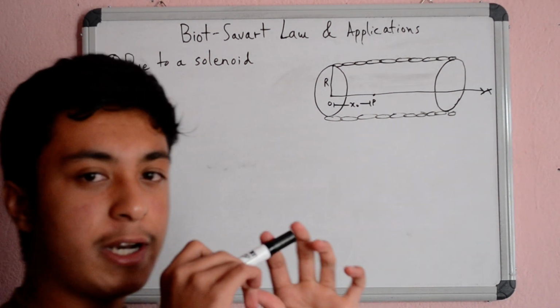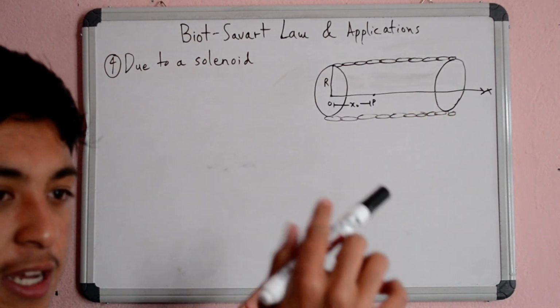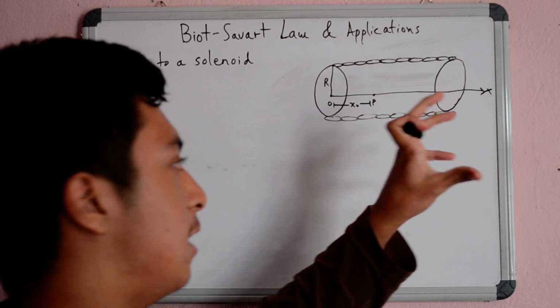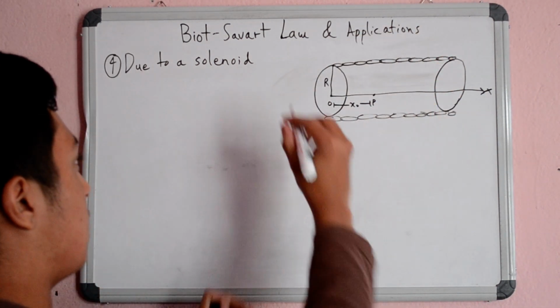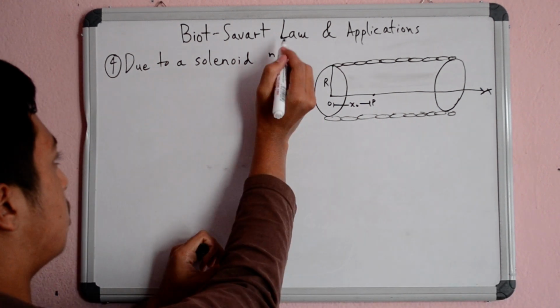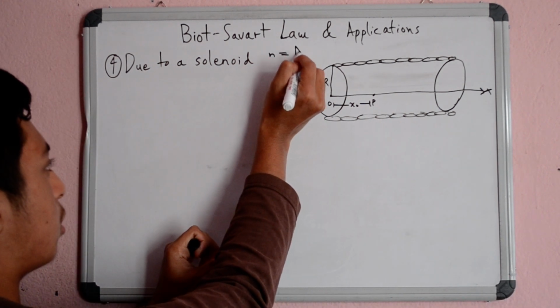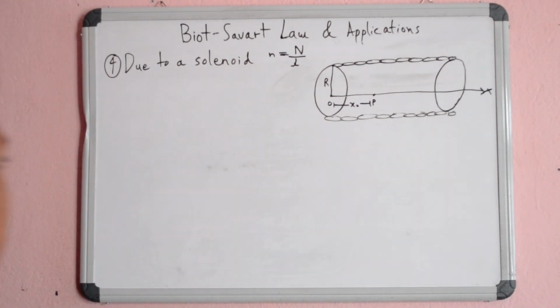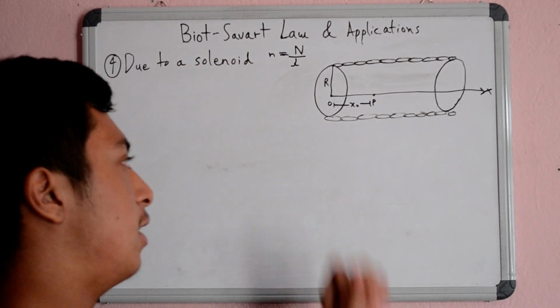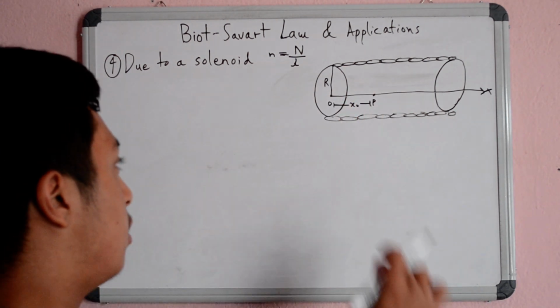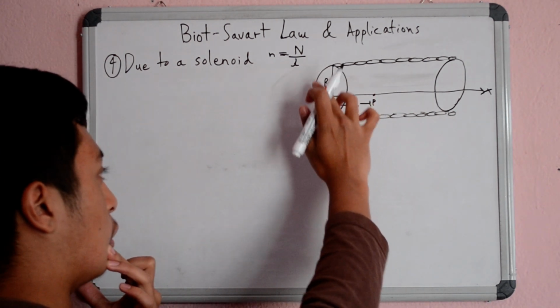Now, a solenoid is a long cylindrical coil having a large number of turns. First, let's say that this solenoid has n number of turns per unit length. That means n is equal to the total number of turns per unit length, let's say L. Now, we need to find the magnetic field at a point P right here, at a distance, let's say x naught, from the center of this circular coil.